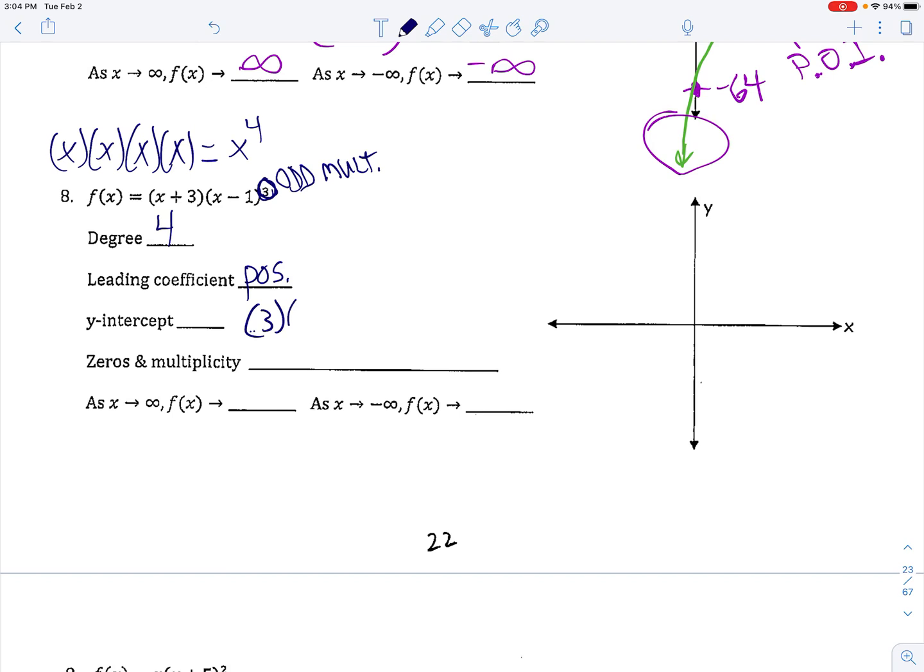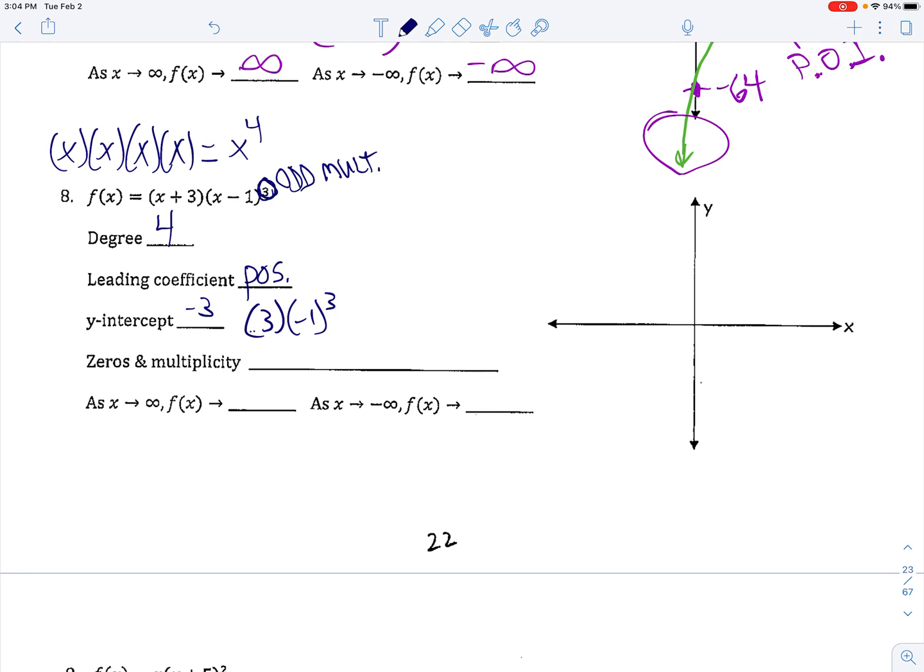The y-intercept, if you remember, we put in 0 for x. So 0 plus 3 multiplied by 0 minus 1 cubed. Negative 1 cubed is negative 1, times 3. So we're going to have a y-intercept here at negative 3.